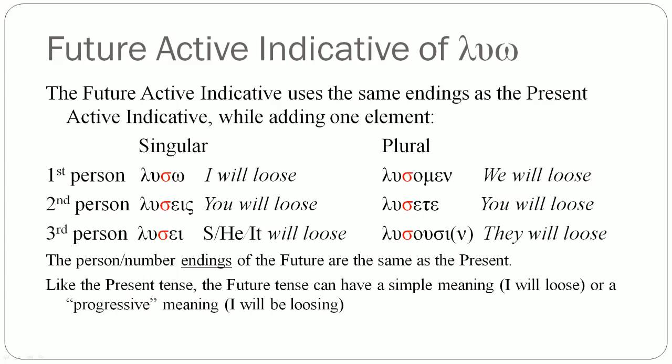All right, so first person singular, luso, I will loose. Second person singular, luseis, you will loose. Third person singular, lusei, she, he, or it will loose. And going to the plurals, first person plural, lusomen, we will loose. Second person plural, luseте, y'all will loose. And third person plural, lusousin or lusousi, they will loose.